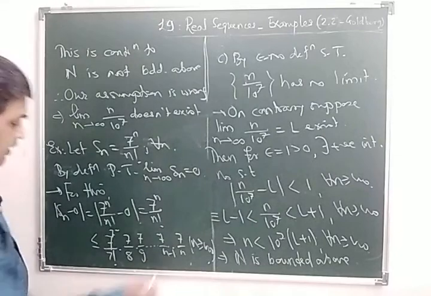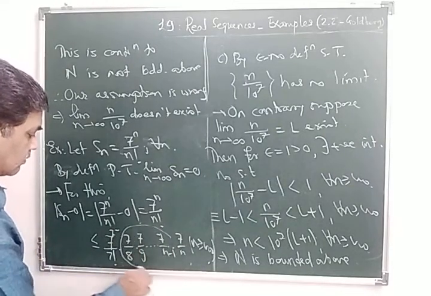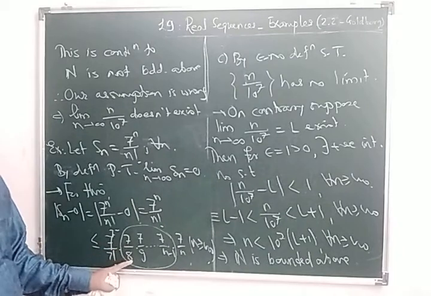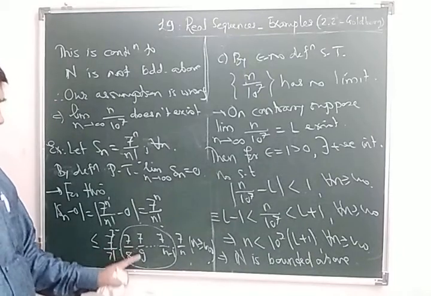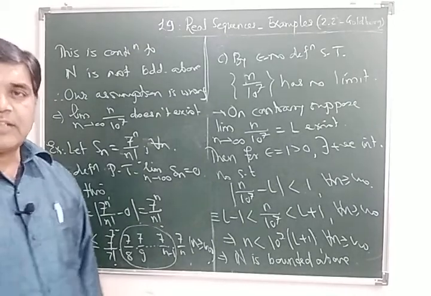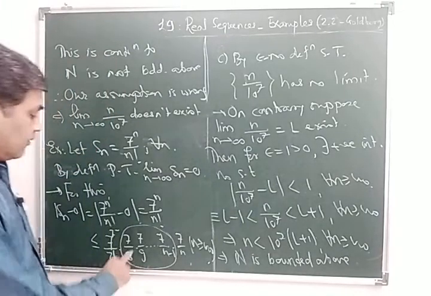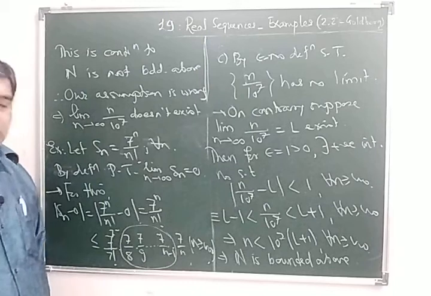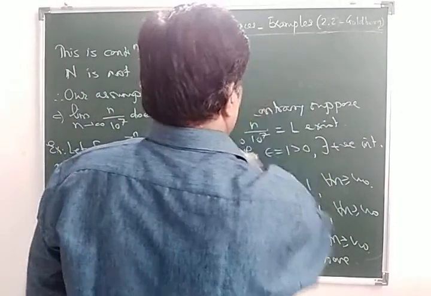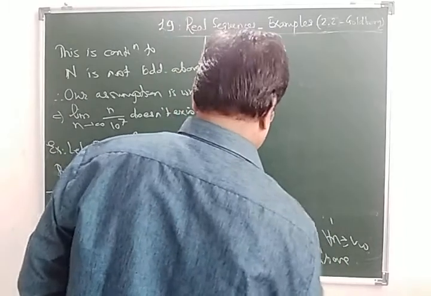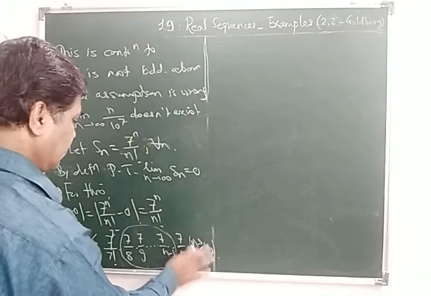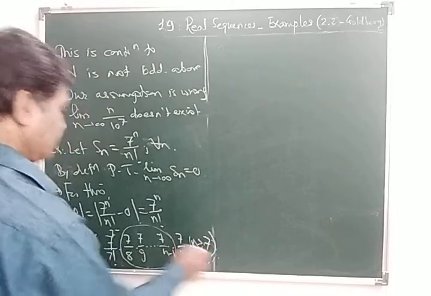Now if you observe this, each fraction lies between 0 and 1: 7 by 8, 7 by 9, 7 by n minus 1. All of these fractions lie between 0 and 1. Therefore, their product also lies between 0 and 1. So, here n is greater than or equal to 7.